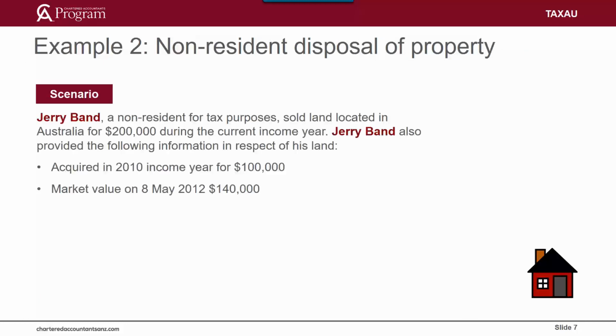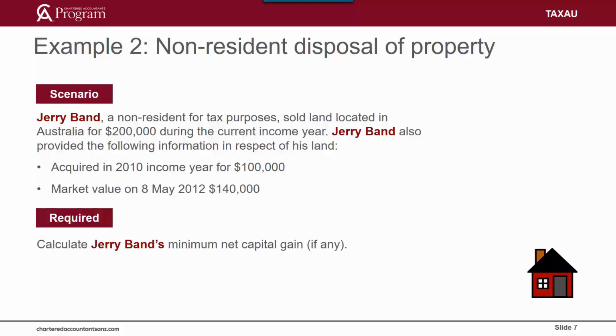In this example, Jerry, a non-resident individual taxpayer, sold land located in Australia for $200,000. The facts also tell you that the land was acquired in the 2010 income year for $100,000 and had a market value on the 8th of May 2012 of $140,000. You are required to calculate Jerry's minimum net capital gain, if any. The task word once again is calculate, so you know in an exam that you need to quantify your answer and to maximise marks that you should show all your workings. You are also required to minimise the net capital gain, so in an exam you would also need to consider the method to apply that will give you the minimum net capital gain.